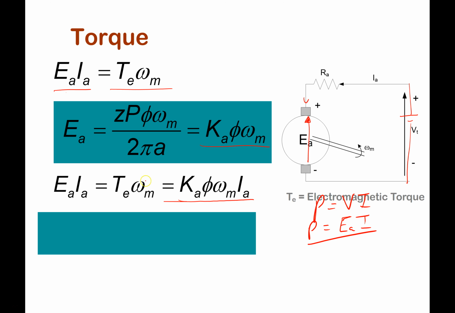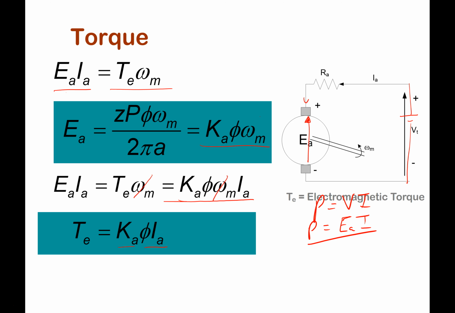So if I cancel these omegas now, I will get TE is equal to Ka IA. So these are two important things. TE is equal to Ka IA, and EA is equal to Ka phi omega m. So the armature voltage is dependent on the speed of the machine, and the torque is dependent on the current of the machine. But both of them use the same motor constant because that is dependent on the construction of the machine. And this is something you will see a lot, torque being related to current.